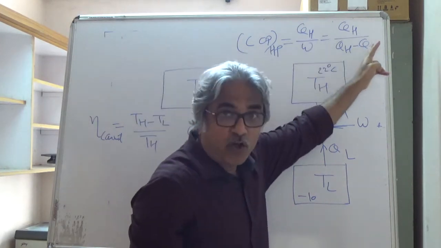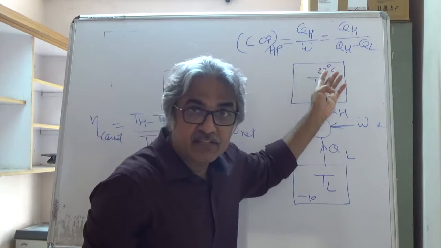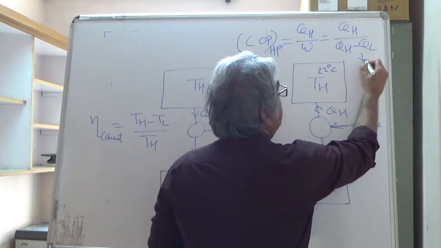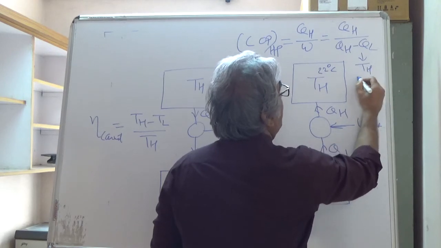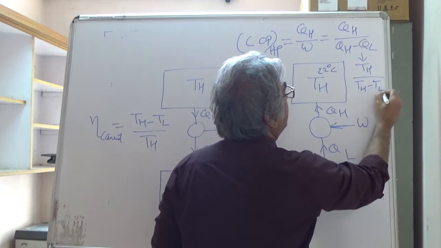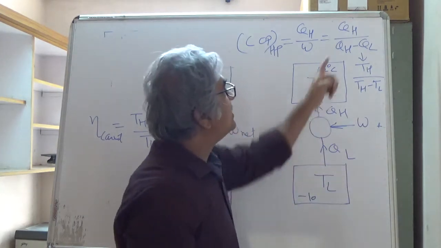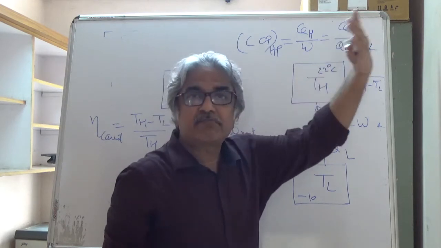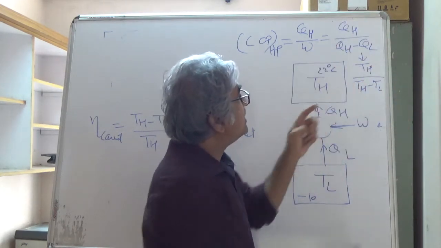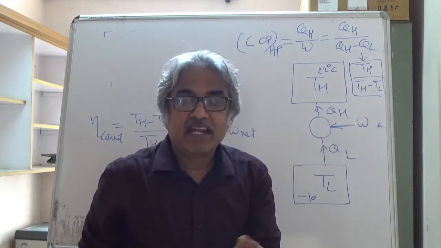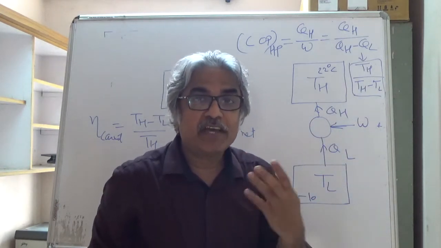If it is a Carnot engine, as we are assuming a Carnot heat pump, then this expression can be written as TH upon TH minus TL, right? All that you have to do is QH has to be replaced by TH, QL has to be replaced by TL. Then this becomes the expression for a Carnot heat pump.